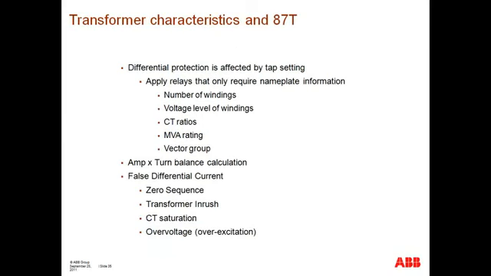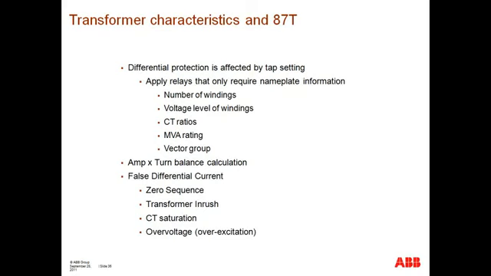Okay. So, as described, differential protection is affected by tap settings, and to apply relays, you require the nameplate information. So some of the things that need to be collected are number of windings, voltage level of the windings, CT ratios, MVA ratings, and the vector group. So essentially phase shift, rated current, rated voltage, and CT ratios. Okay, this will allow us to derive our ampere turn balance calculations.